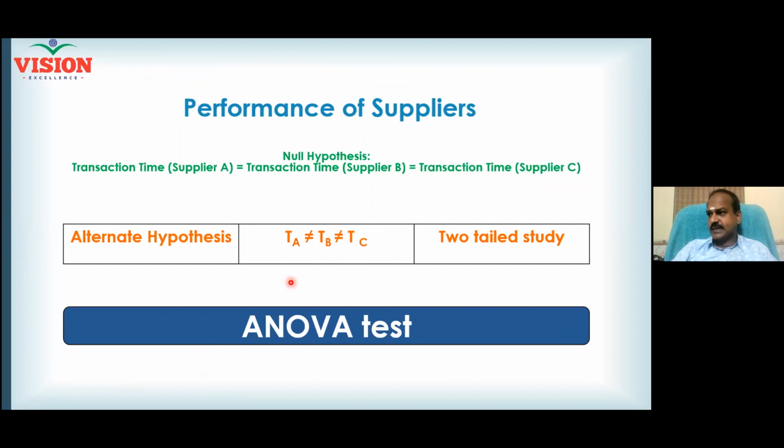And ANOVA you have already mastered, right? Supplier A, supplier B, supplier C, more than 2 groups, and you are trying to differentiate the suppliers based on the transaction time. Transaction time means continuous data. So you will take the average transaction time of A, B, and C, and A is found to be the best service provider. So the contract is renewed with supplier A, and the contract is cancelled with suppliers B and C. Your decision is perfectly all right because you have taken the decision with the lower p-value.